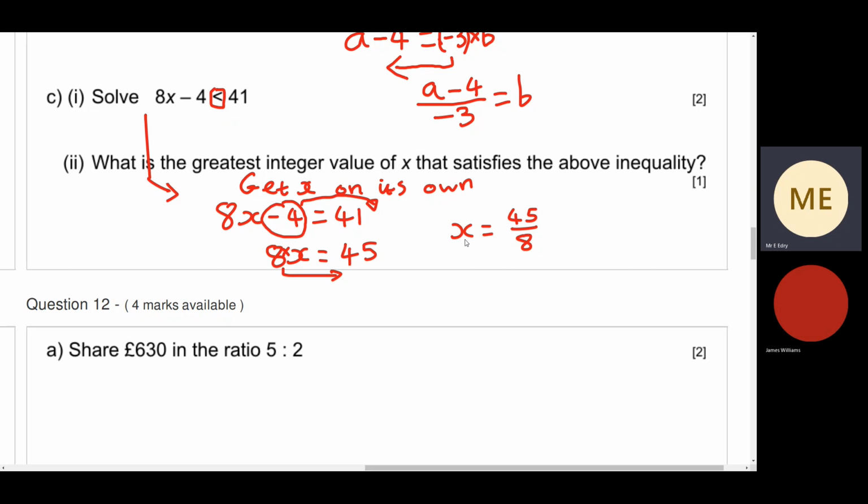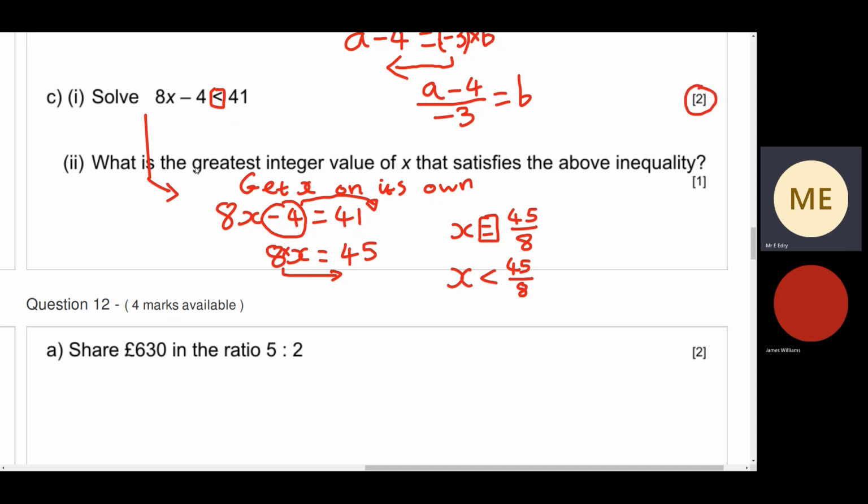And then I just need to remember that that equal sign is really an inequality sign. Okay, it really means x is less than 45/8. So really, x is less than 45/8. And that's the answer to the first bit. That will get you the 2 marks.